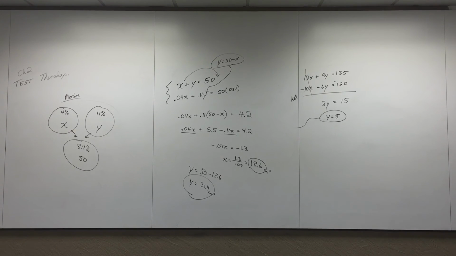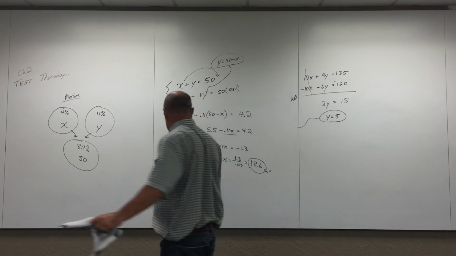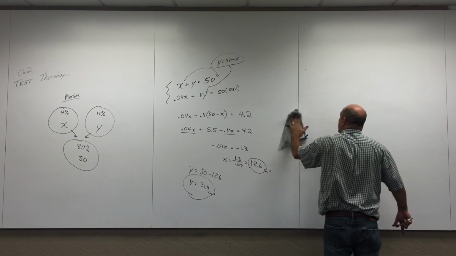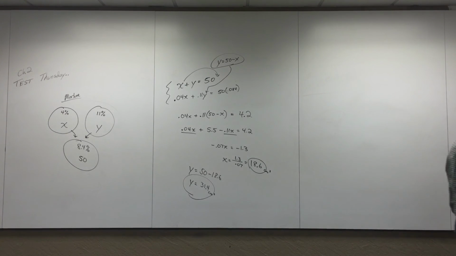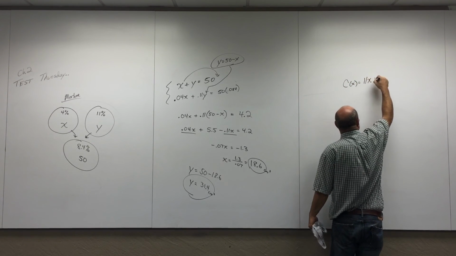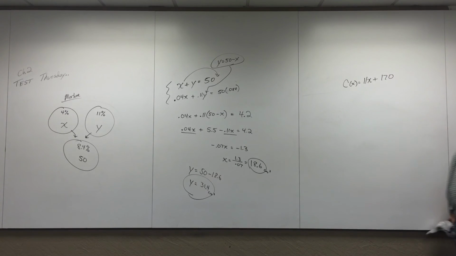All right, look, I'm looking at the last one of this quiz. The last one on this quiz says, the cost function is this. They gave you a cost function again. The cost function is 11x plus 170. Interesting. Where C is in hundreds of dollars. That's kind of confusing. C is in hundreds of dollars.